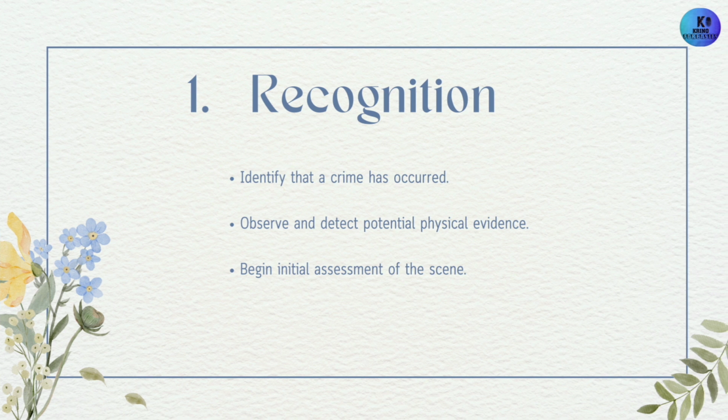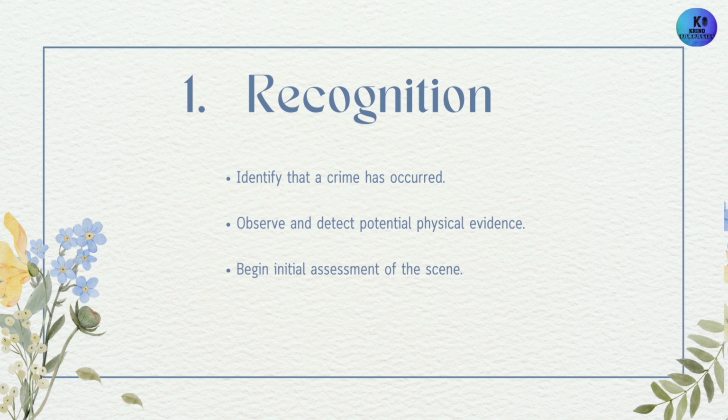Recognition. It is the first and most crucial step as it involves identifying that a crime has occurred and spotting potential evidence at the scene. Investigators must be alert and knowledgeable to recognize what may be relevant to the case. In this recognition step, the first responding officers and crime scene investigators play a vital role to ensure nothing is overlooked that could be important to the investigation. They are also responsible for observing the scene carefully and identifying evidence like bloodstains, weapons, fingerprints, tool marks, etc.